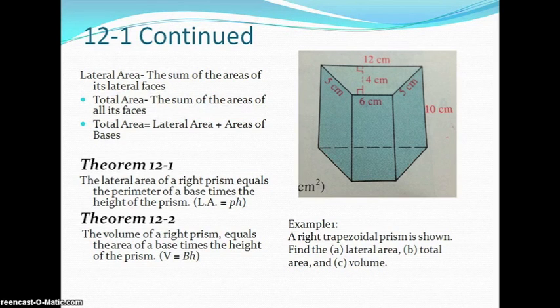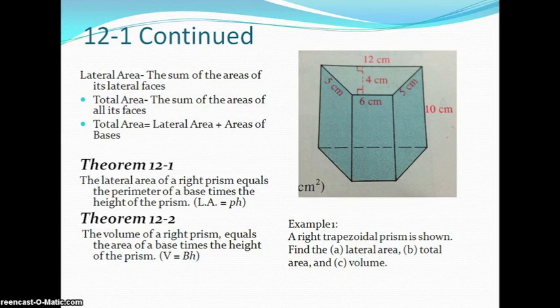Theorem 12.1 states that the lateral area of a right prism equals the perimeter of a base times the height of the prism. This can be shortened to lateral area equals pH. Theorem 12.2 states that the volume of a right prism equals the area of a base times the height of the prism. Also, this is denoted by V equals the area of the base times H.